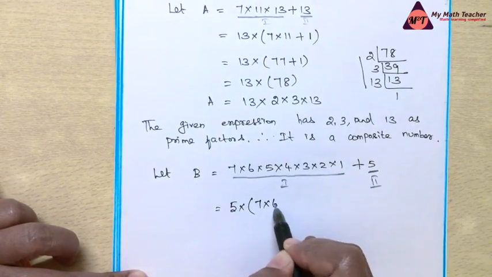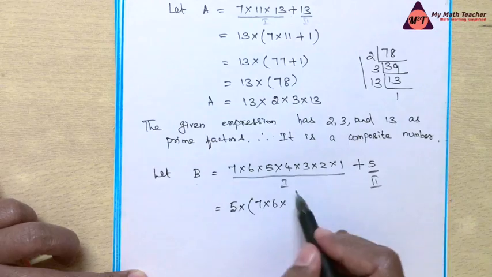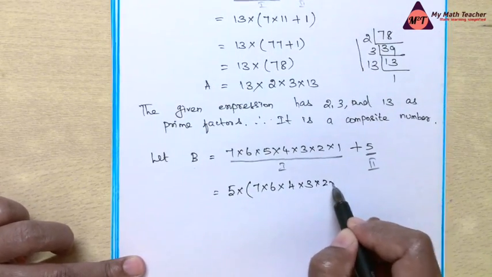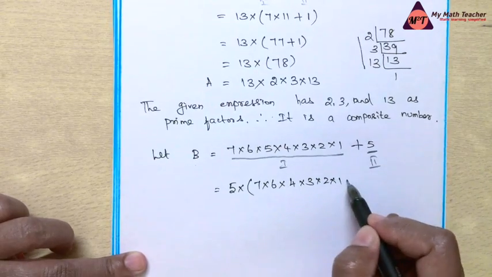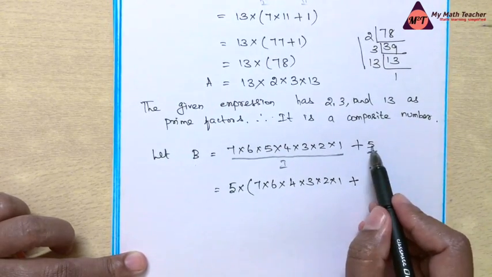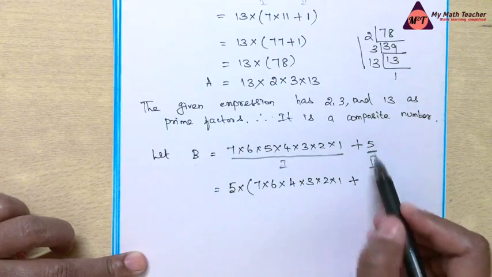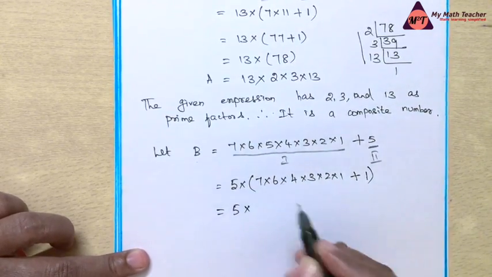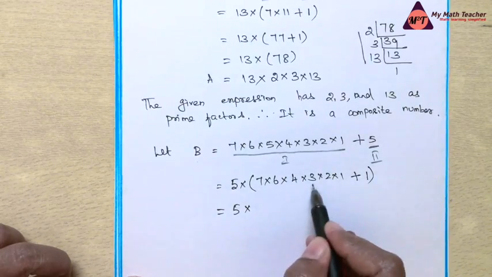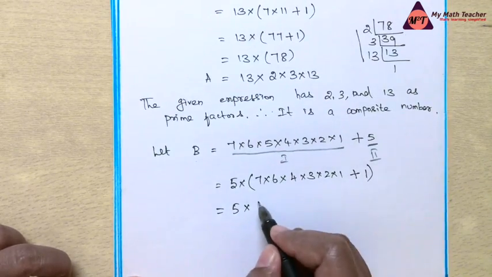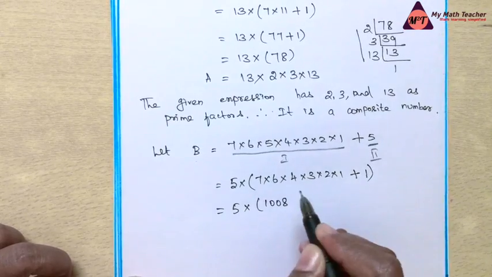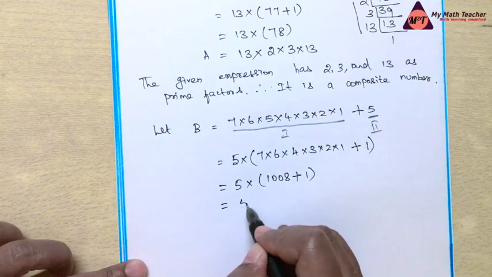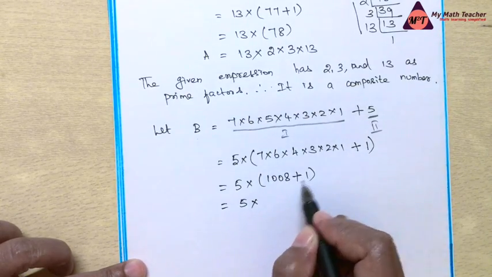So take 5 outside. How will you write? 7 into 6 into 5 is here, multiplied by 4 into 3 into 2 into 1. Okay, plus. The next 5 is out, so there will be only 1 here. Okay, 5 into, when you multiply all these numbers, you will get 1008 as the answer, plus 1.